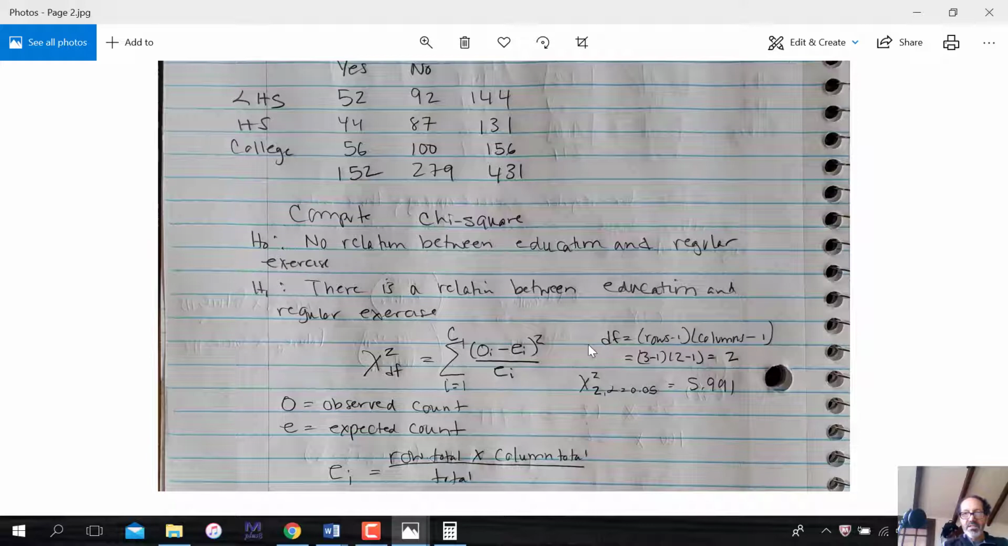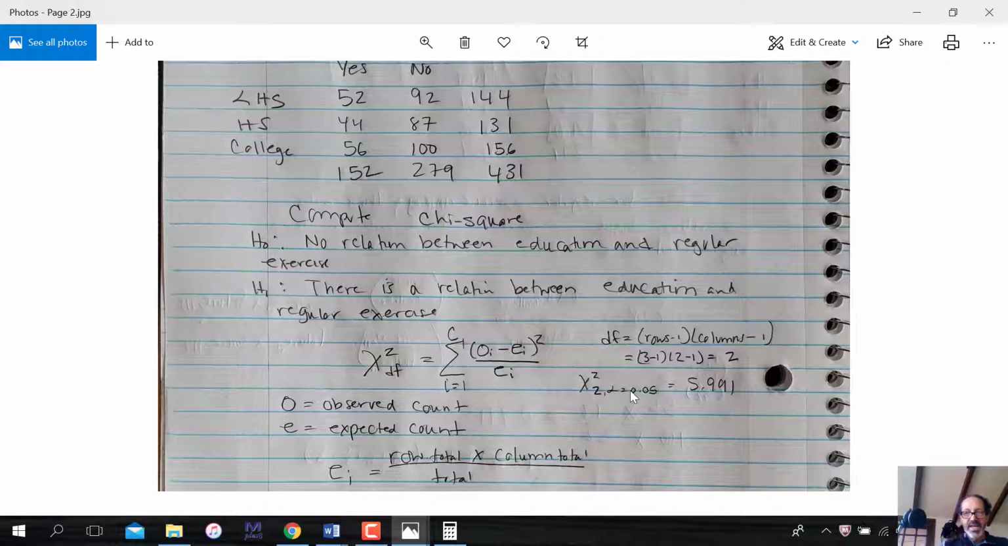To calculate the degrees of freedom for the chi-square, it's the number of rows minus 1 times the number of columns minus 1. So we have 3 rows, right? 1, 2, 3 rows. 3 minus 1 is 2, and there's 2 columns. 2 minus 1 is 1, so 2 times 1 is 2.